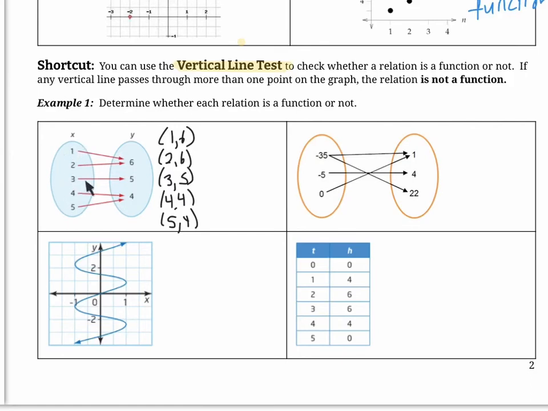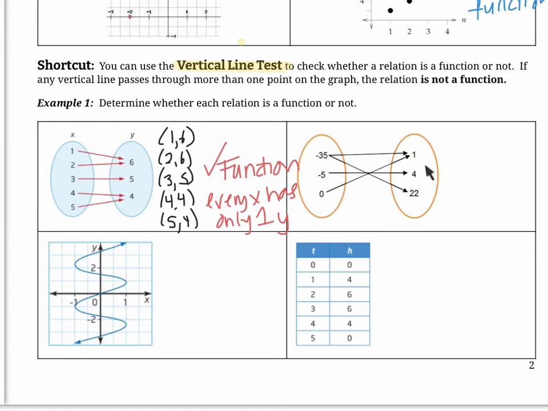When I plug in a 3, I just get a 5, only one number. When I plug in a 4, I only get a 4. When I plug in a 5, I also get that same 4, but y's can repeat, x's can't. So as long as every time I plug in an x, I only get one y, it's a function. So to conclude, this guy is a function because every x has only one y.